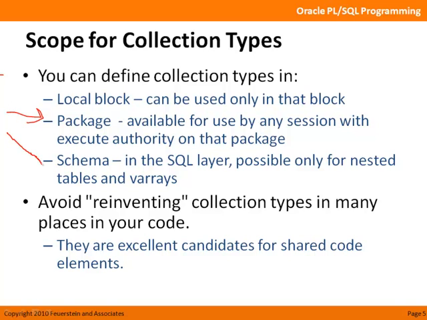And then also for nested tables and VArrays, I can declare types at the schema level, which essentially means a create or replace type directly inside the SQL layer. And that means that I can use that type not only from any schema that has execute authority on that type, but also as the data type of a column in a relational table. So 3 different scopes at which you can define things. And my suggestion in general is that you try to avoid reinventing collection types as much as possible. So don't be declaring a list of string type in 25 different places. You should be able to create it in one place and then reference it throughout.